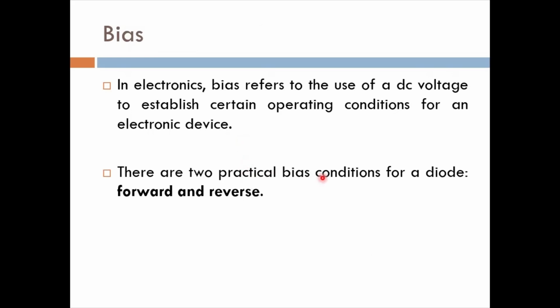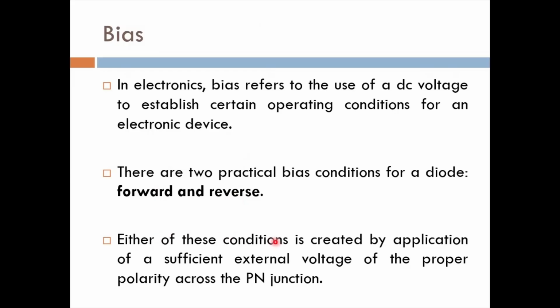There are two practical bias conditions, forward and reverse. And we will see now in which condition this is forward and in which condition this is reverse. So either of these conditions is created by application of sufficient external voltage of the proper polarity across the PN junction. So basically forward and reverse is the polarity, nothing else. We will see in a few moments which is forward bias and which is reverse bias.